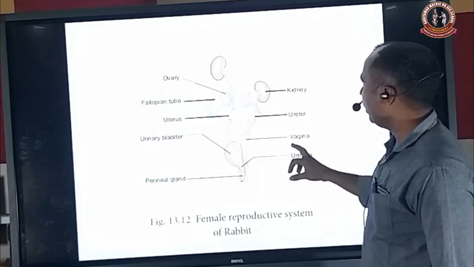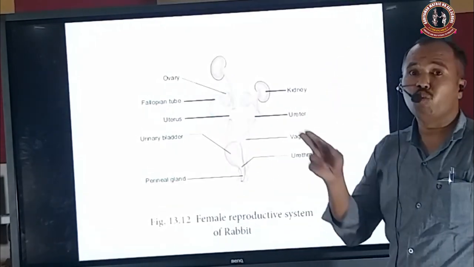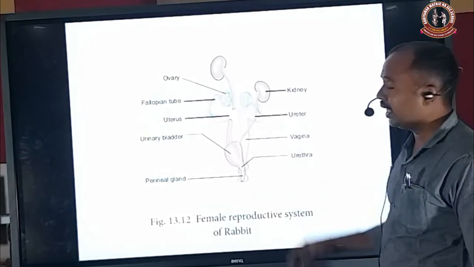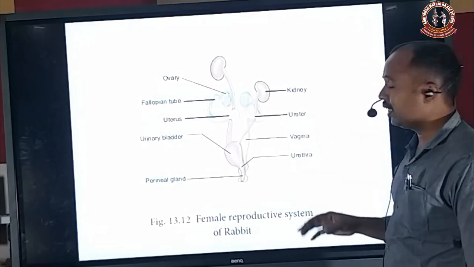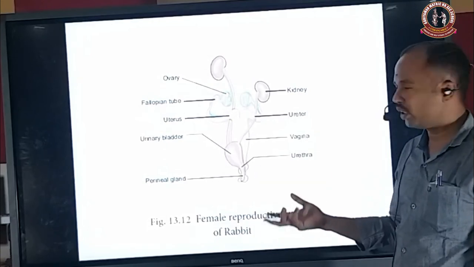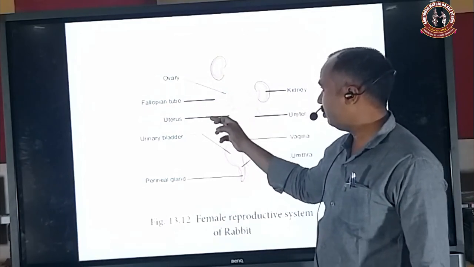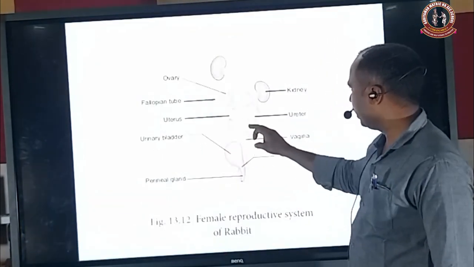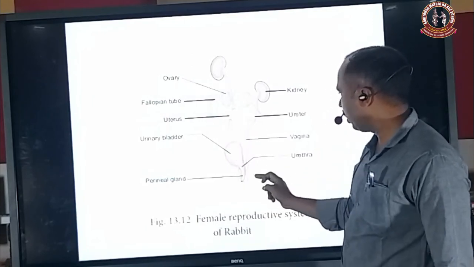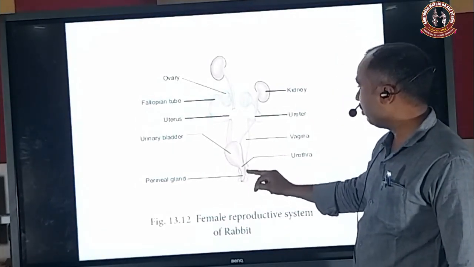Okay, and then the female reproductive system. The female reproductive system contains a pair of ovaries. The male has a pair of testes in the abdominal cavity, and the female has a pair of ovaries in the abdominal cavity. In the male, they show outside, but in the female, they lie inside. The ovary is connected with the fallopian tube, which is connected with the uterus. And the uterus and the urethra finally connect in the region before the anus.